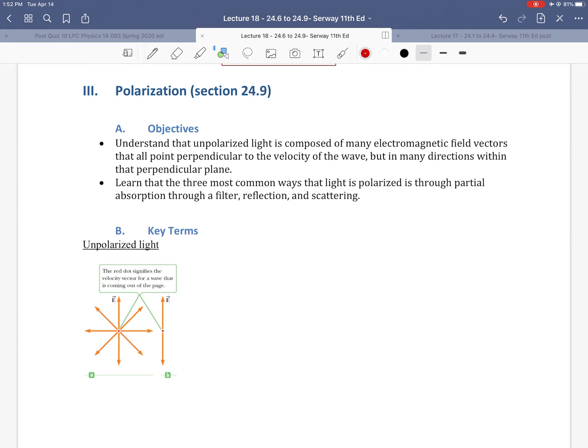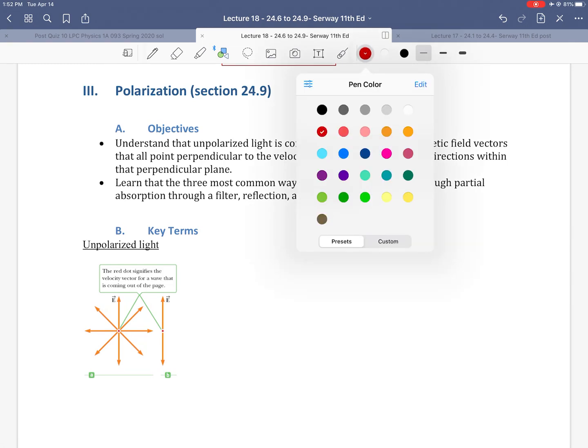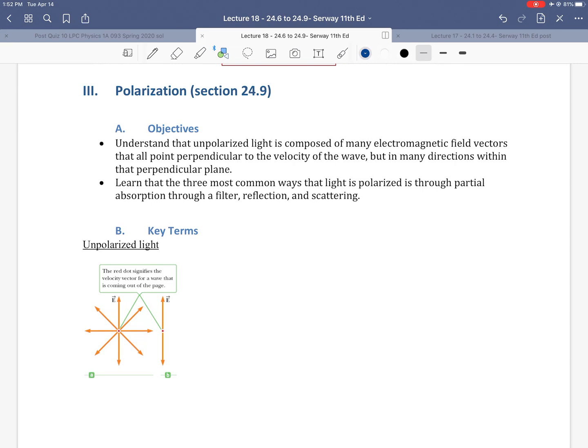So, unpolarized light. Well, unpolarized light would be shown like in the picture. Okay, so if we look at the caption here, it says the red dot signifies the velocity vectors for a wave that are coming out of the page. Okay?